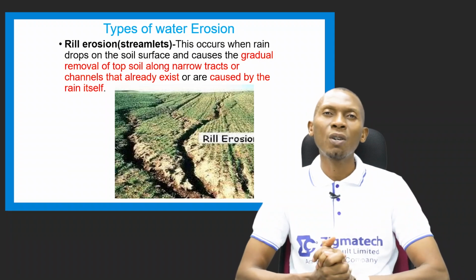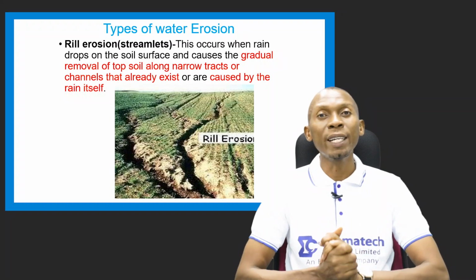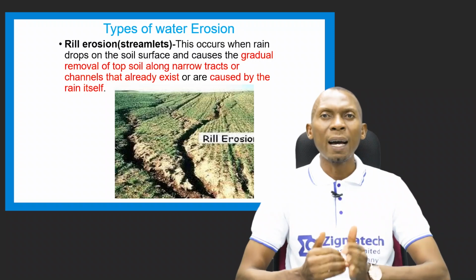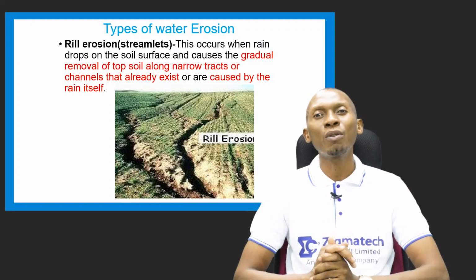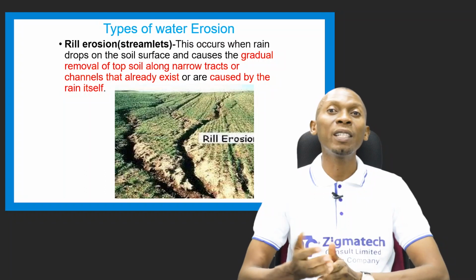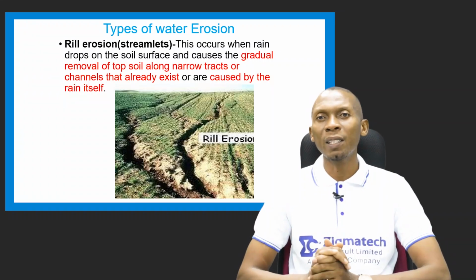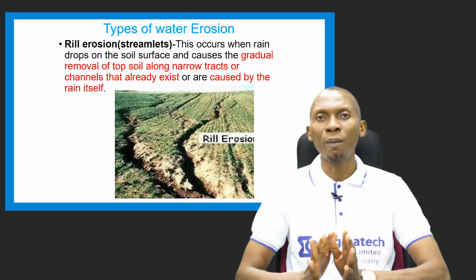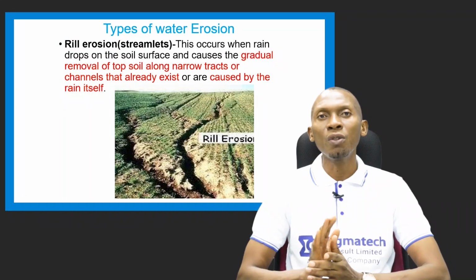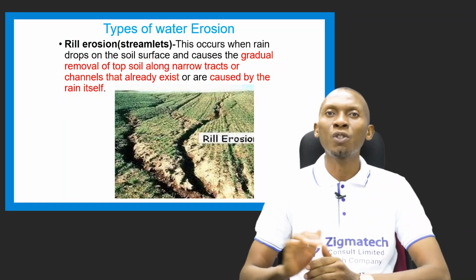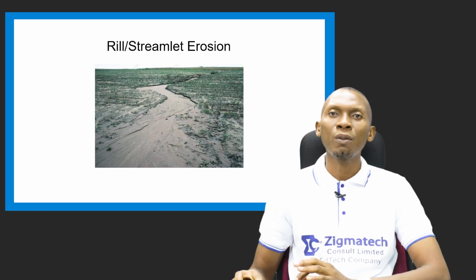We have another type of erosion called rill erosion, which is also known as streamlet erosion. Now, this occurs when the rain drops on the surface of the soil, and there's a gradual removal of the topsoil along narrow tracks or channels that have already existed or are caused by the rain itself. So you can see the narrow tracks or channels in that picture. When you see this kind of washing away of the topsoil, you know that this is called rill erosion or streamlets. This is another picture showing rill or streamlet erosion.